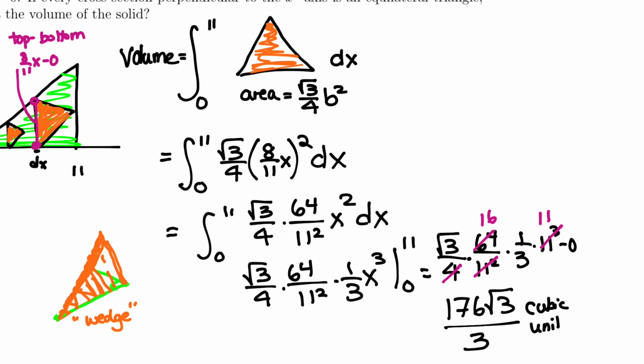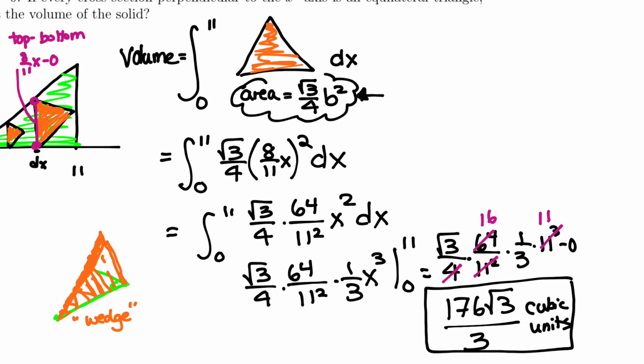Alex, question? Yeah, why did you square the 8 over 11x? Let's see. So the formula for the area of an equilateral triangle, I just cheated and used this form here, which is take square root 3 over 4 and multiply it times your base squared. That is equivalent to taking the base, which would be 8 over 11x, times the height. Does that make sense?